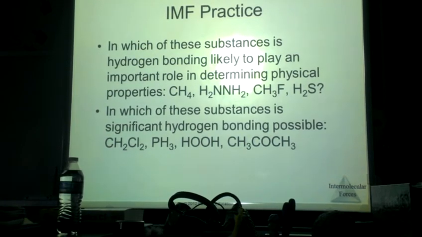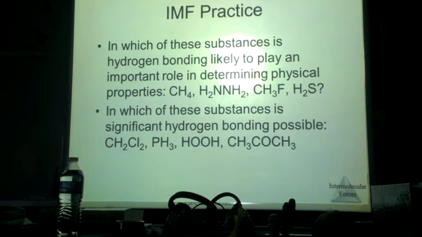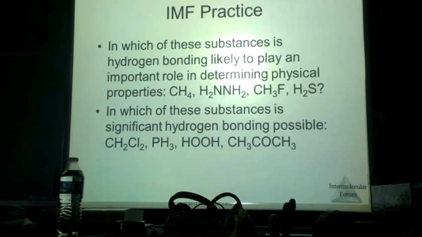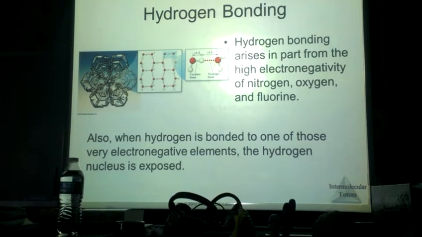On the next one, it says, in which of these substances is significant hydrogen bonding possible? And again, it says significant hydrogen bonding, so I'm looking at the one that would have the most hydrogen bonds. And then you have your 4 choices there. So answer that one. Come up with explanations as to why you would give your answer for the first one and the second one for me. Okay, and we're going to keep moving on.